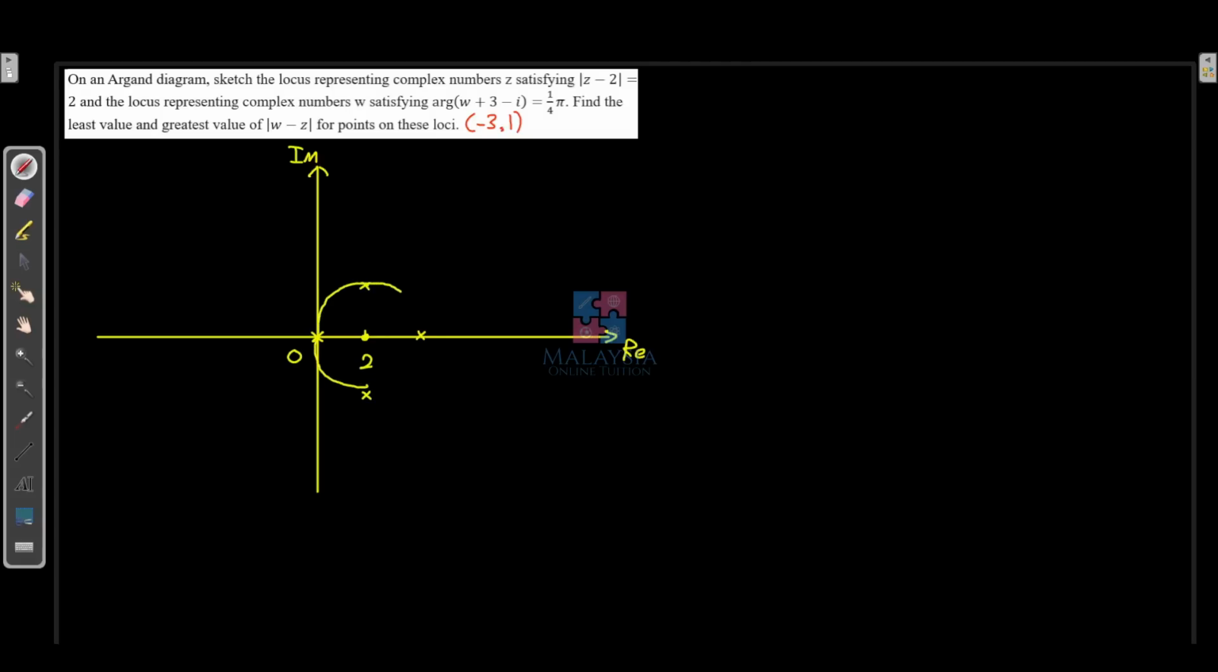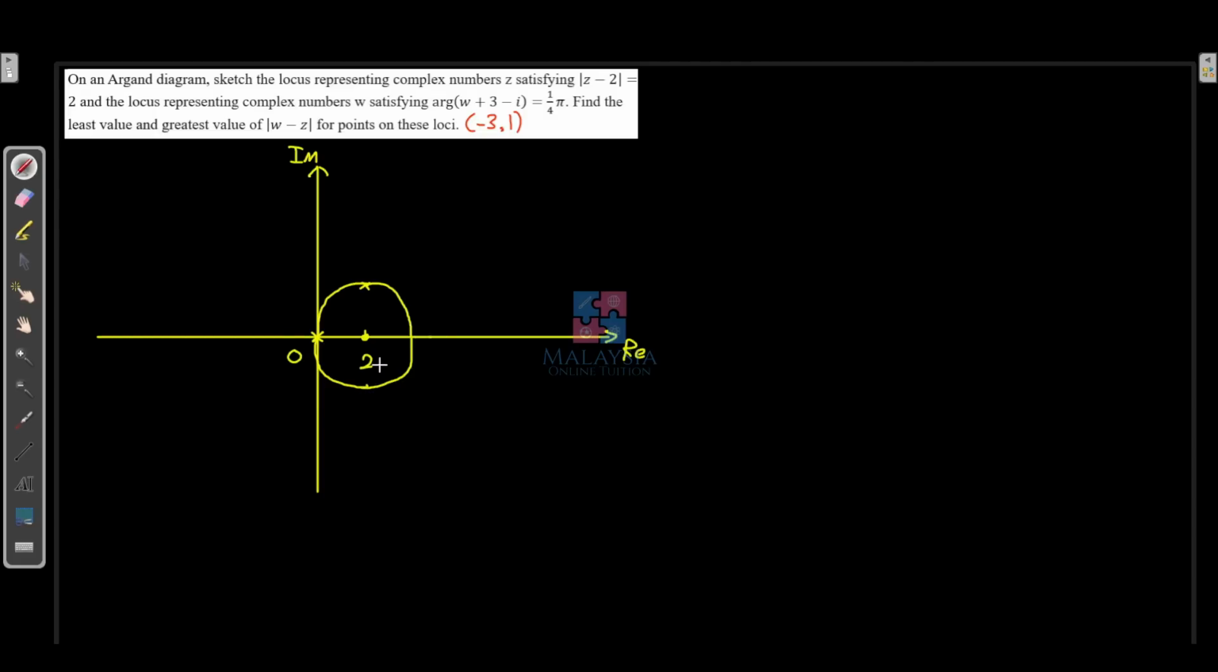I think I overshot the scale a little bit. Alright, so we can fix this now. So this is the locus of our circle, and we can erase this as well.